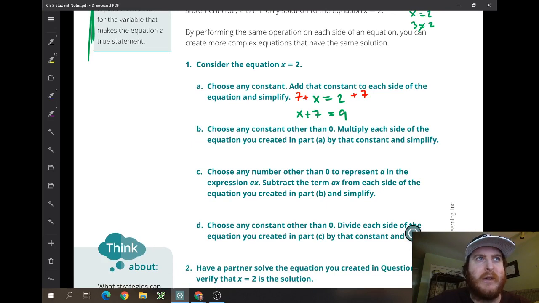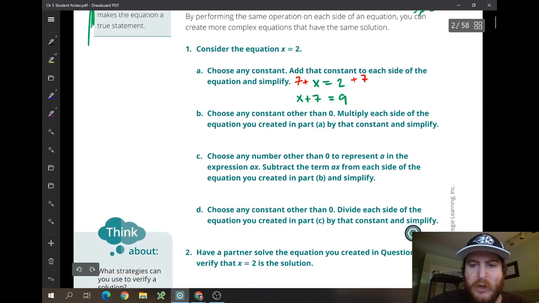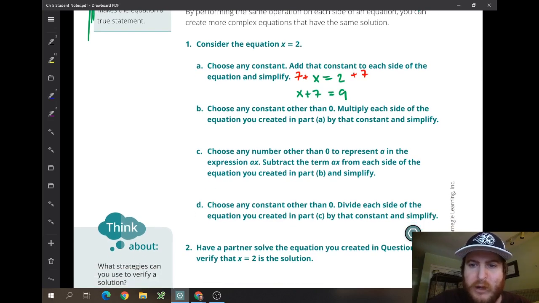The "other than 0" is an important part here. So choose any constant other than 0. And we're going to multiply each side of the equation by that constant and simplify.